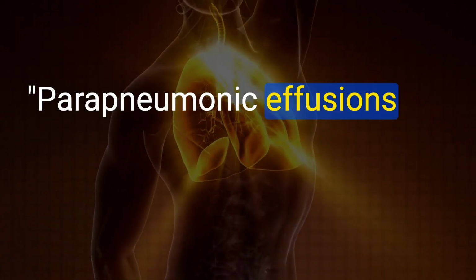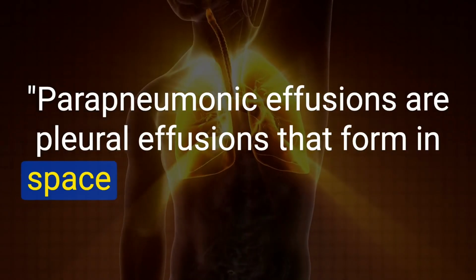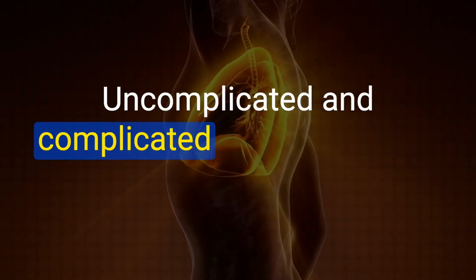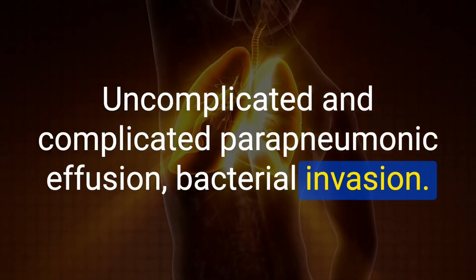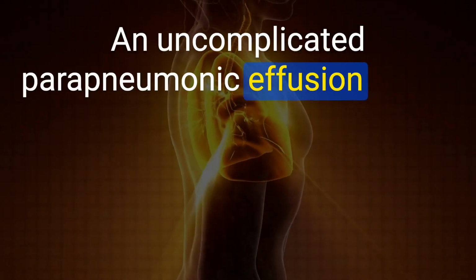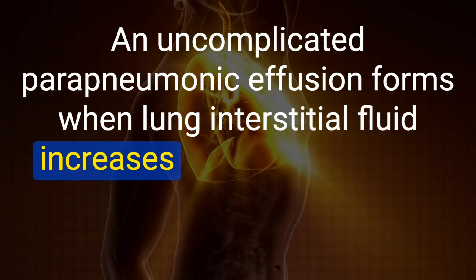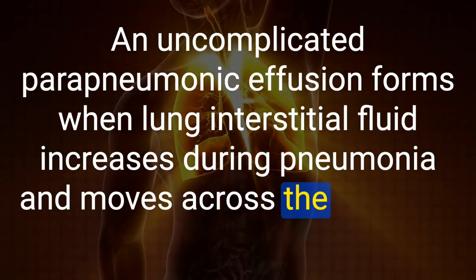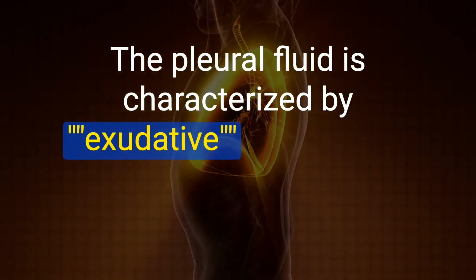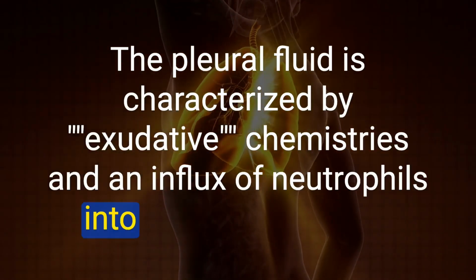76. Parapneumonic effusions are pleural effusions that form in the space adjacent to pneumonia. What are the 3 types? Uncomplicated and complicated parapneumonic effusion, and empyema (bacterial invasion, pus in the pleural space). An uncomplicated parapneumonic effusion forms when lung interstitial fluid increases during pneumonia and moves across the adjacent visceral pleural membrane. The pleural fluid is characterized by exudative chemistries and an influx of neutrophils into the pleural space.